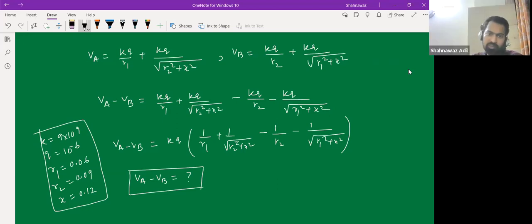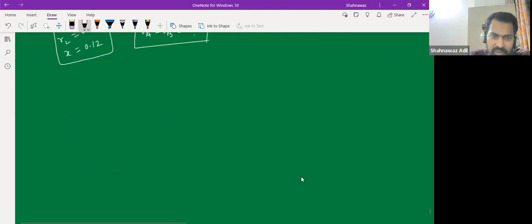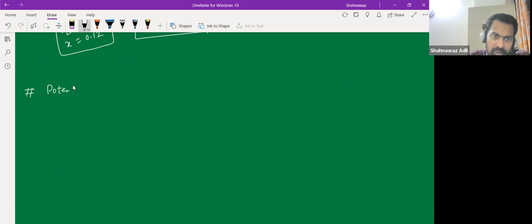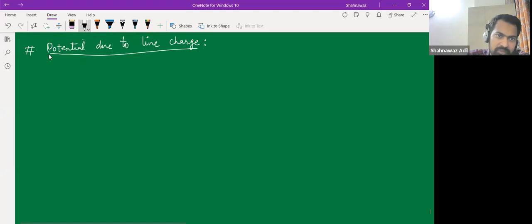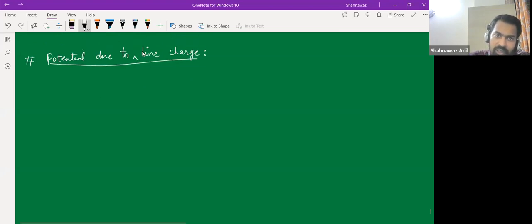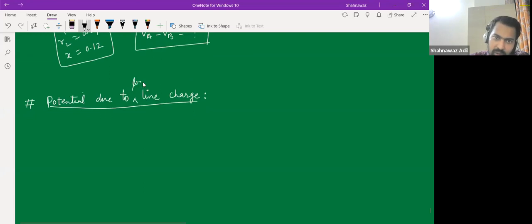Okay, so now we'll go to the next topic, which is the potential due to line charge. Now we already know that this is a long line charge, right? So we have this long line charge, and we know the electric field due to this long line charge.